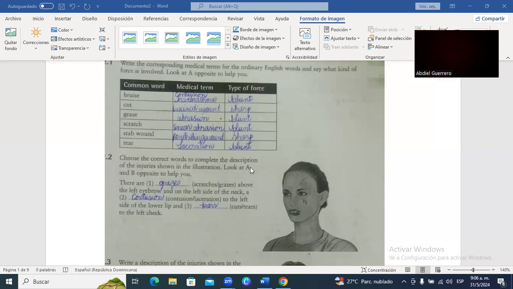31.2. Choose the correct form. Choose the correct words to complete the description of the injuries shown in the illustration. Look at A and B opposite to help you. There are grazes above the left eyebrow and on the left side of the neck, a contusion to the left side of the lower lip and tears to the left chest.